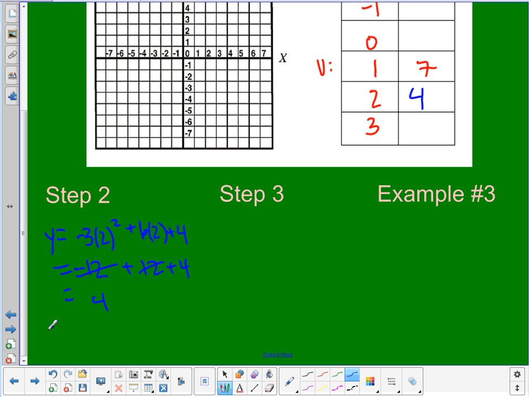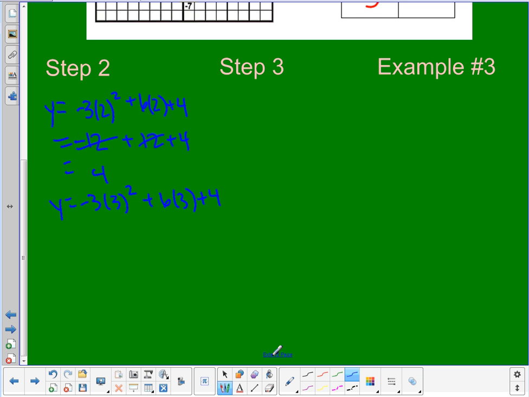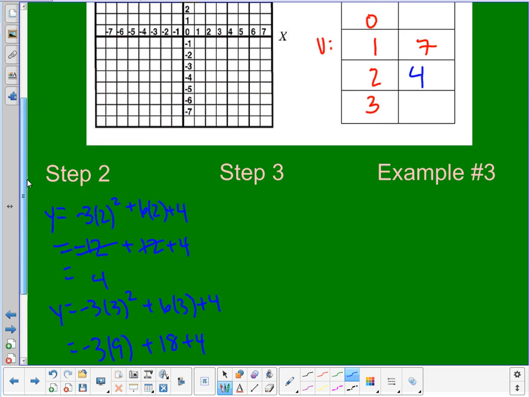Then I have to do that with the 3. y is equal to negative 3 times 3 squared plus 6 times 3 plus 4. And I have negative 3 times 9 plus 18 plus 4. That's negative 27 plus 18 plus 4, and I end up getting negative 5. So that's my y value there.